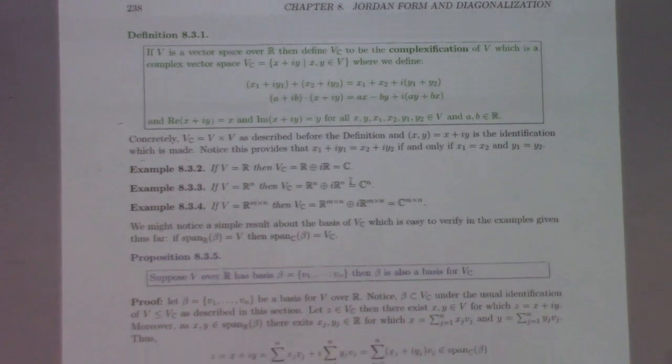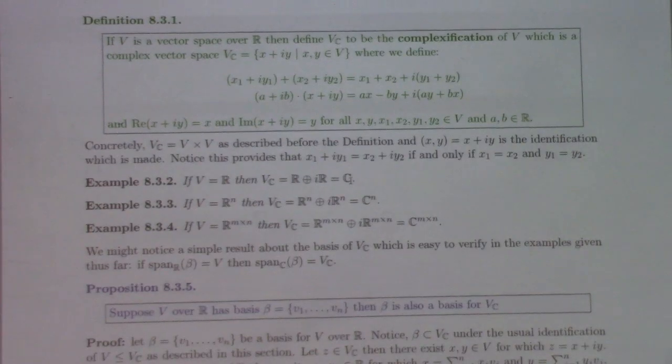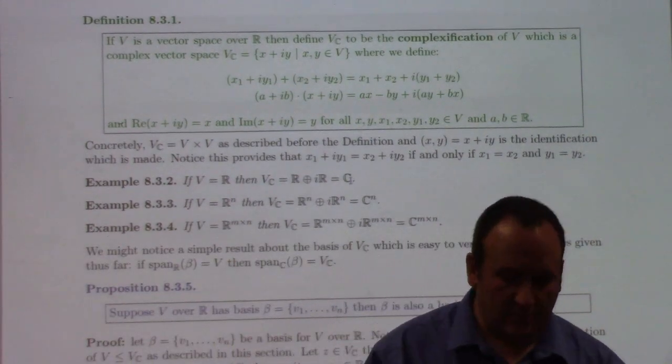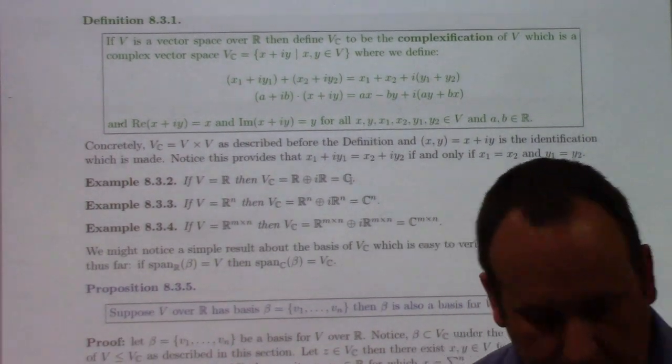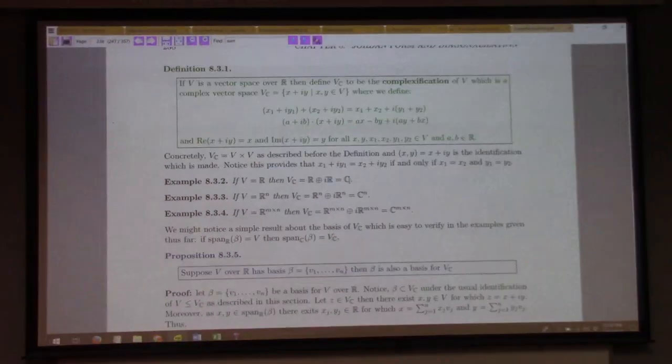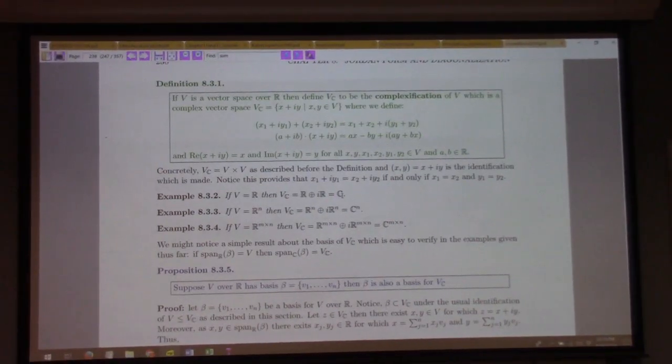There are some nuts and bolts here I have glossed over. In particular, there's an interplay between the basis for the complexification and the basis for the original vector space and vice versa.